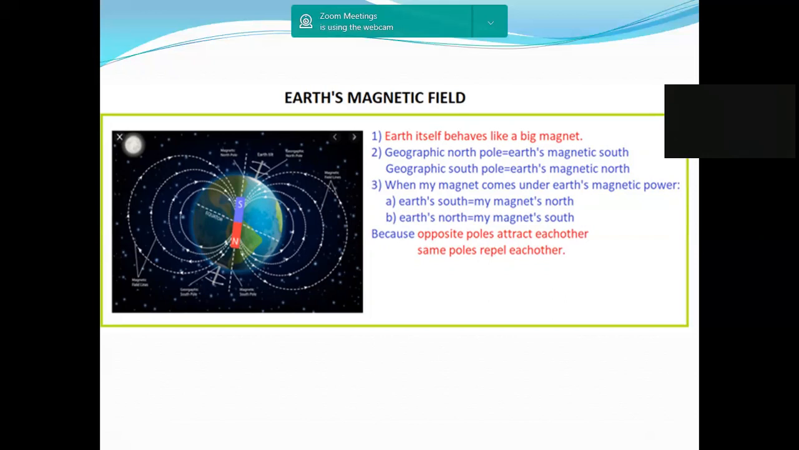Suppose I have a magnet, and the magnet is moving to the north direction. My magnet's north pole points to Earth's south pole, opposite. My magnet's south pole points to Earth's north pole. Why? Because both of them are opposite, and since opposites attract each other, the poles will automatically be opposite. My magnet's north is Earth's south. My magnet's south is Earth's north, opposite. Same poles repel each other and opposite poles attract each other.